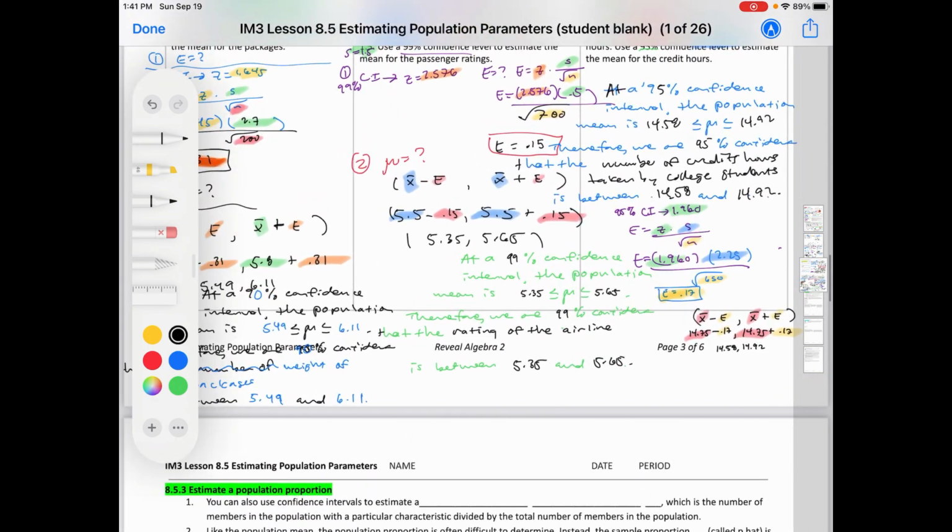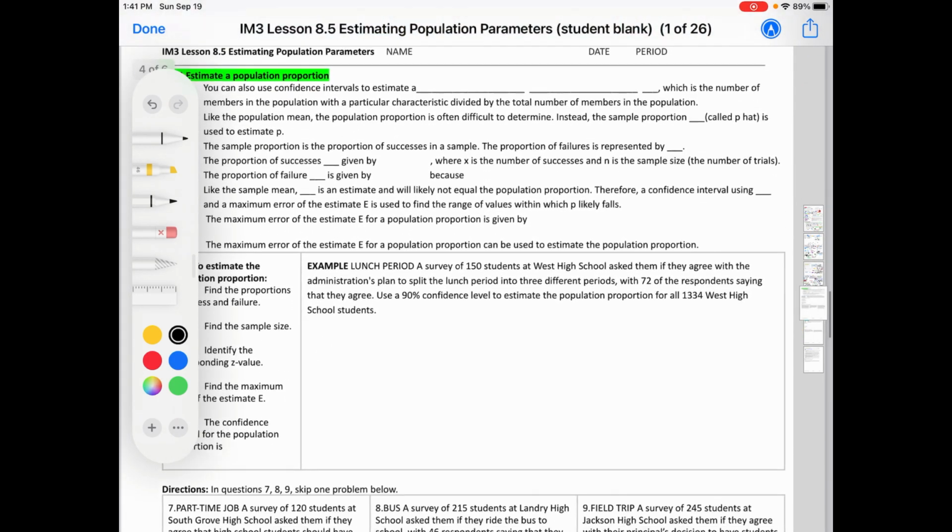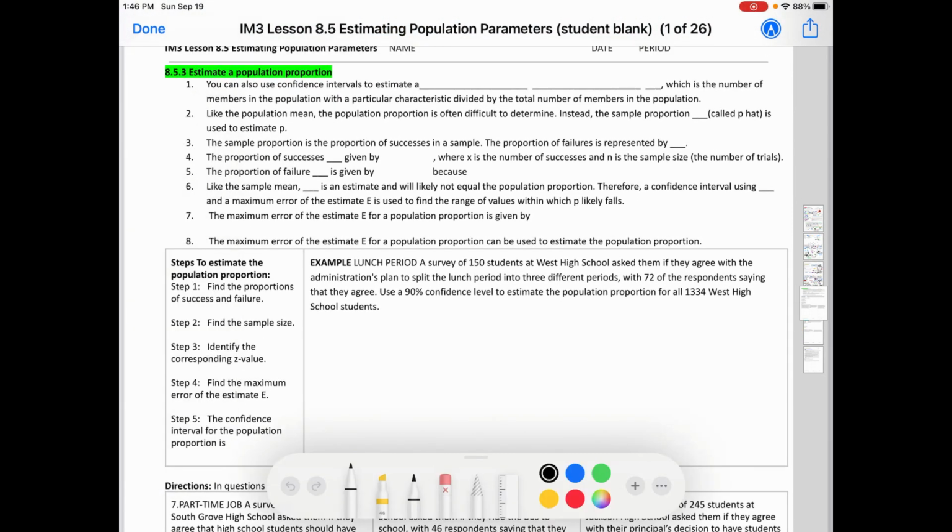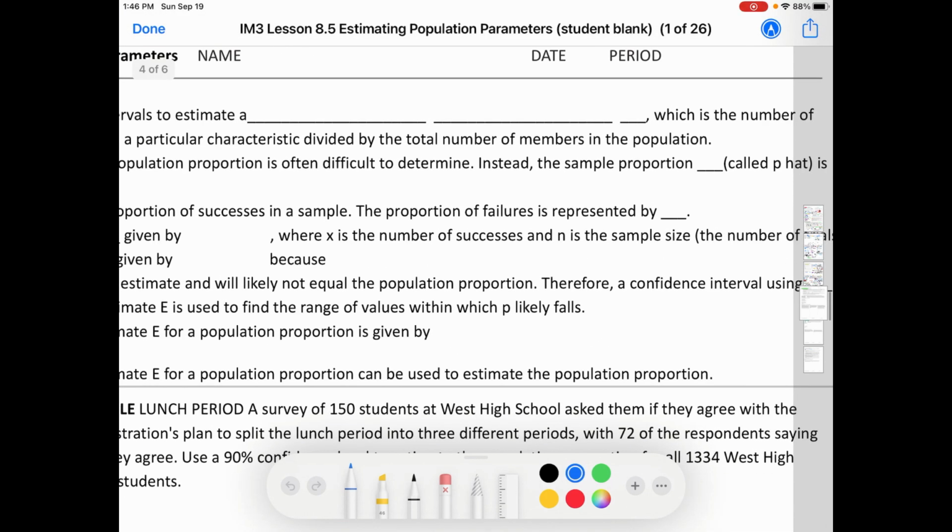Okay, so that was 8.52. Let's move on to the next one. All right, 8.53, estimate a population proportion. You can also use confidence intervals to estimate a population proportion, and that is annotated by a P, or italicized P.